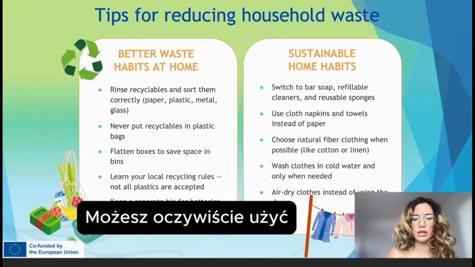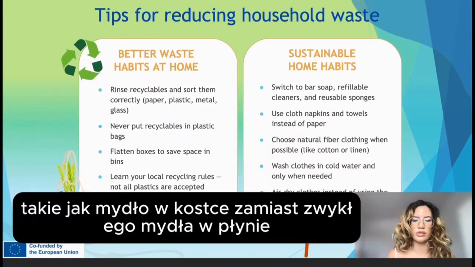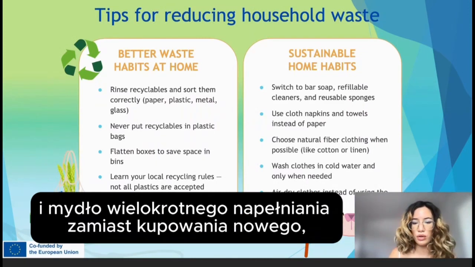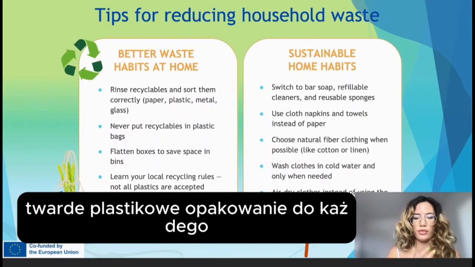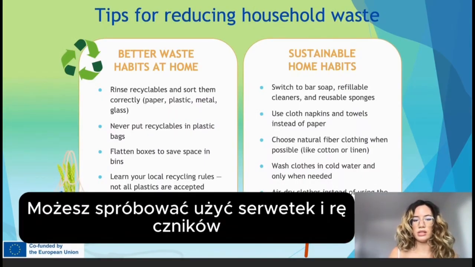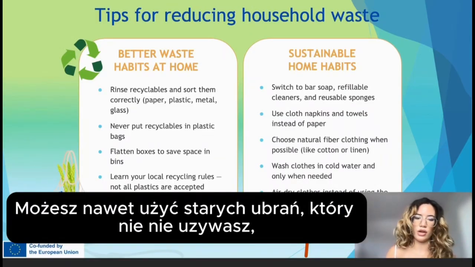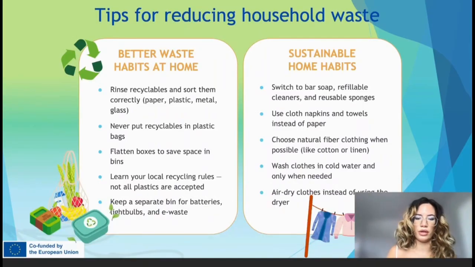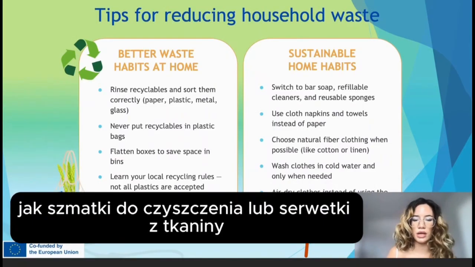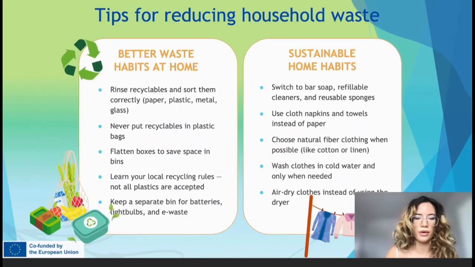You can, of course, also use some home products that are more sustainable, such as bar soap instead of regular liquid soap, and refillable soap instead of buying a new hard plastic packaging for every single liquid soap that you use. You can try to use cloth napkins and towels instead of paper napkins. You can even use old cloths that you're not using on your body or on your bed and so on as cleaning rags or as cloth napkins instead of using paper.